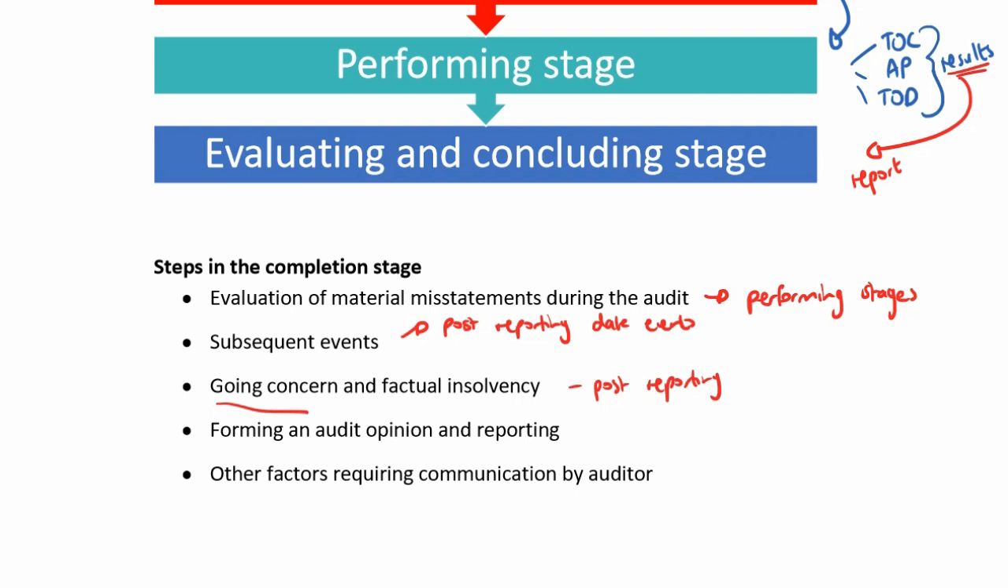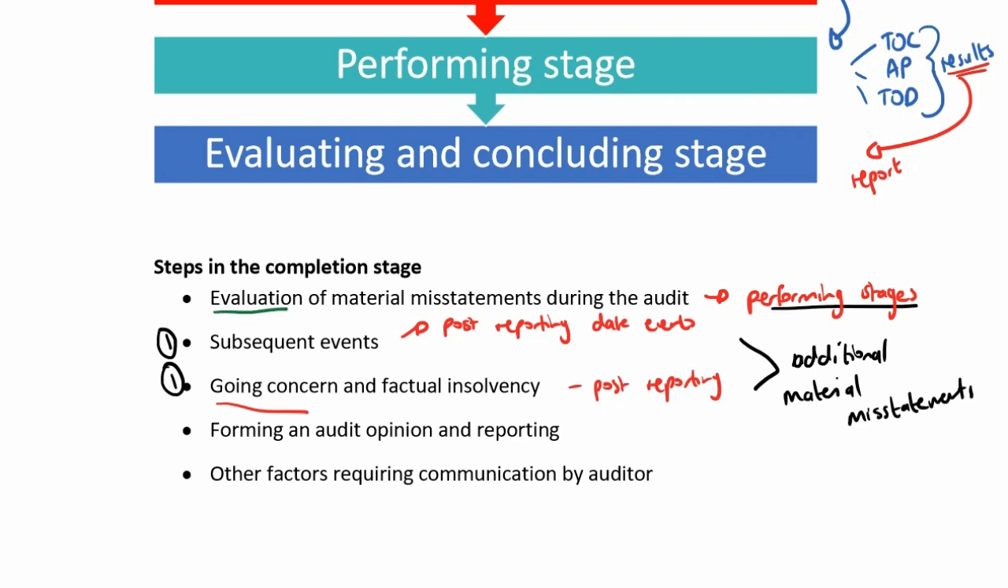So what I have said is, let's go and do subsequent events and going concern now, and in this, pick up if there are any additional material misstatements, additional to what we did in the performing stage. So that when we go and evaluate material misstatements, we don't limit our evaluation to the material misstatements found during the audit. We go and include any that arose post reporting date that affect the financials.